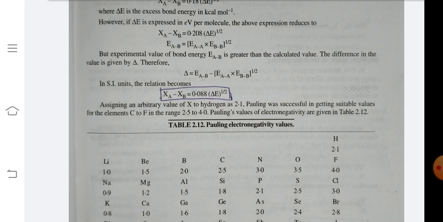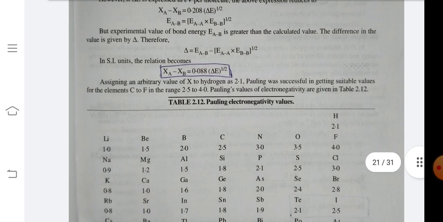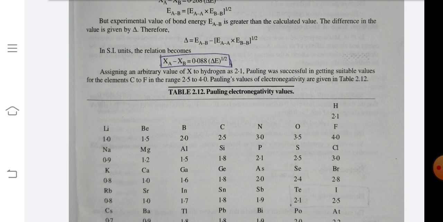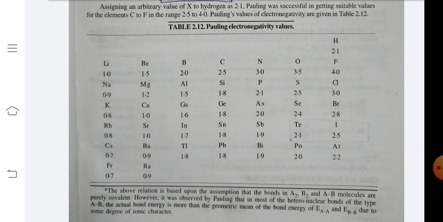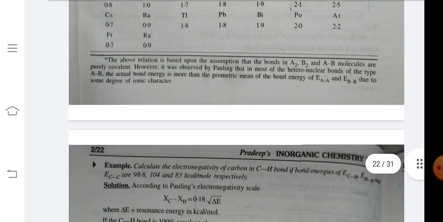EAB is equal to EAA into EBB to the power half. But experimentally, the value of bond energy EAB is greater than the calculated value. The difference in the value is given by delta. Therefore, delta is equal to EAB minus EAA into EBB to the power half. In SI units, the relation becomes XA minus XB is equal to 0.088 delta E to the power half. Assigning an arbitrary value of X to hydrogen as 2.1, Pauling was successful in getting suitable values for the elements C to F in the range 2.5 to 4. Pauling values of electronegativity are given in table 2.12.